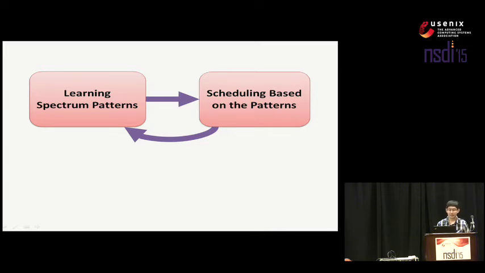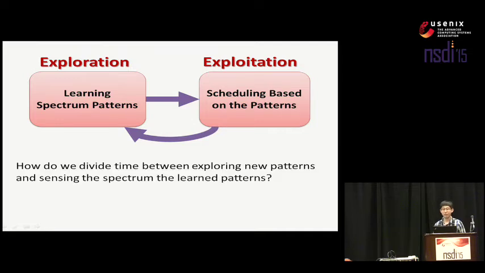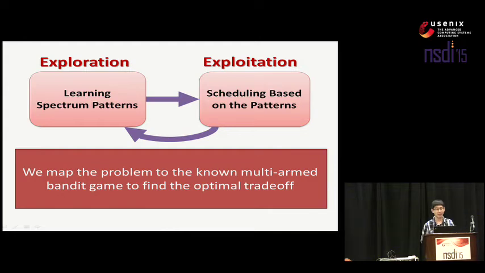And this creates a trade-off between exploration and exploitation. Specifically, how much time we are going to spend to explore and learn spectrum patterns, and how much time we are going to spend to exploit and schedule based on what we learned. This is an exploitation versus exploration problem that in a paper, we mapped to a known problem called the multi-armed bandit game. And we leveraged the solution to this game to find the optimal trade-off between them. For the details of the algorithm, I encourage you to read the paper.